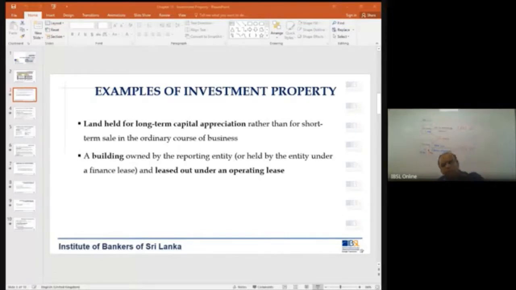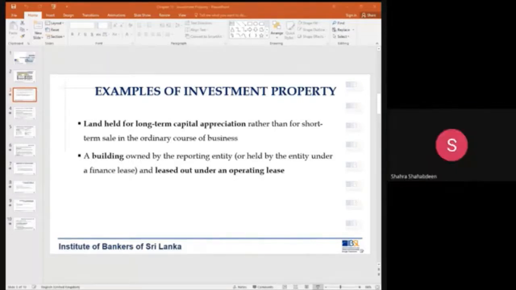So when you have an investment property, you need to provide all these details in your annual financial statements. If you are publishing your financial statements, you need to have all these details in your financial statements. What are those? Choice of fair value model or cost model. So what is the model that you are using?